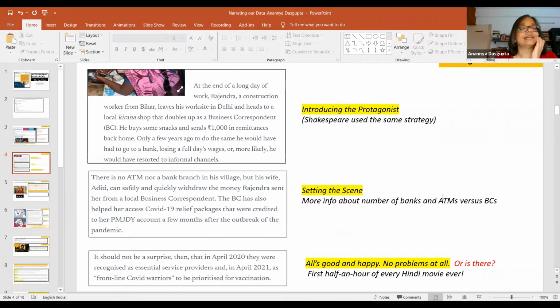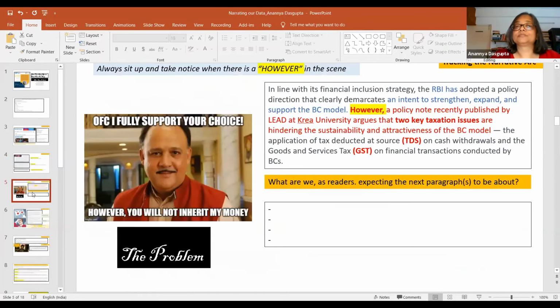You set up everything as working very well. And right now it seems like, so what's the problem? It's working very well. The government has recognized it. And not just that, business correspondents are frontline COVID warriors. I think that's the biggest medal anybody can get in our times now. All that has happened, everything is good and happy, no problems at all. And then basically you realize that this is a setting up of a scene for the problem which is going to be introduced next, right?